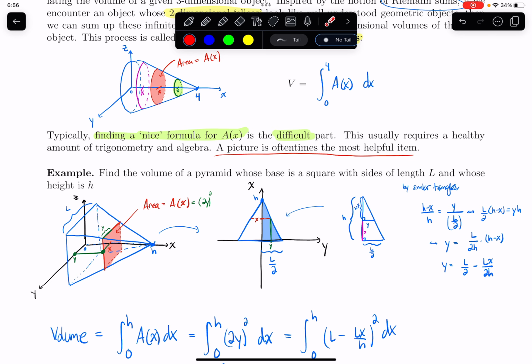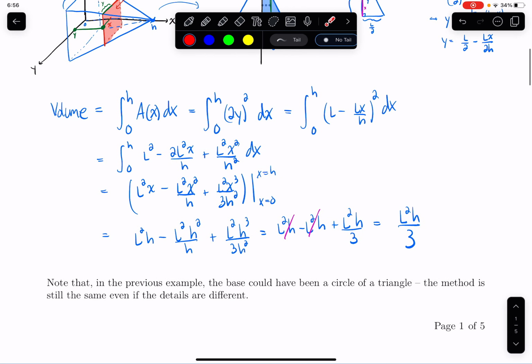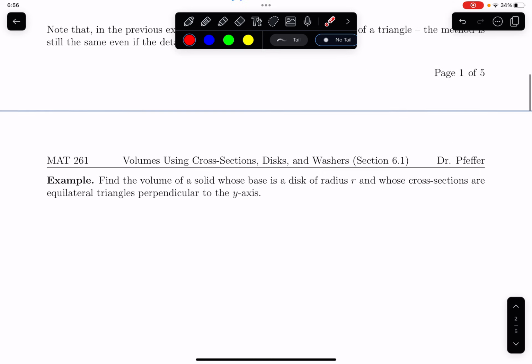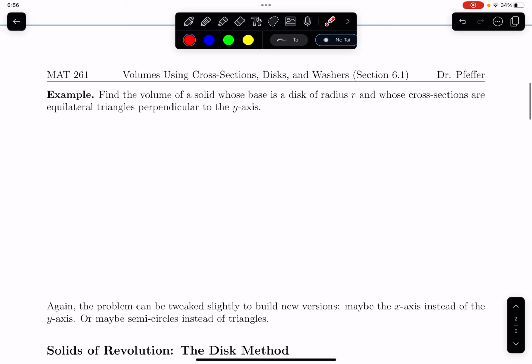So let's do another example, because volumes by cross-sections require you to think critically about how things look, and I want to do at least another example so you can see a couple of the types of problems you might encounter. So for example here, it says find the volume of a solid whose base is a disk of radius r and whose cross-sections are equilateral triangles perpendicular to the y-axis.